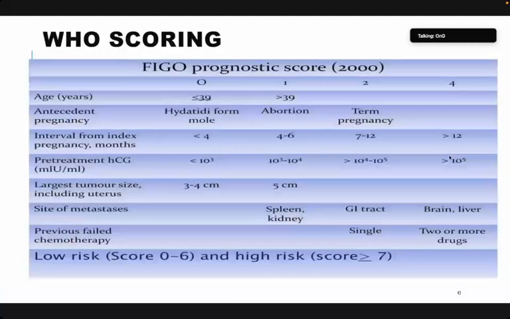And then there's also a scoring system that FIGO came up with to risk stratify patients. It looks at things like age, antecedent pregnancy, the interval from index pregnancy, your pretreatment HCG, sites of metastasis and previous chemo. So you then score it from 0 to 4. Any score less than 6 is considered low risk, and any score above 7 is high risk.